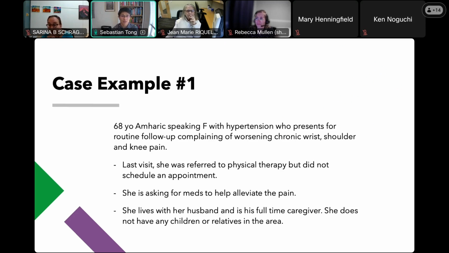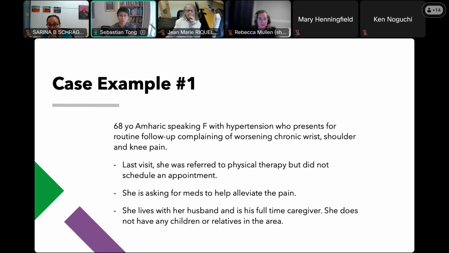There are a number of meds on her med list for pain relief, and she's not sure which one she takes. She lives with her husband and is actually his full-time caregiver. She doesn't have any children or relatives in the area. So when I hear about her being a full-time caregiver and not having close relatives, this is someone at risk for loneliness.